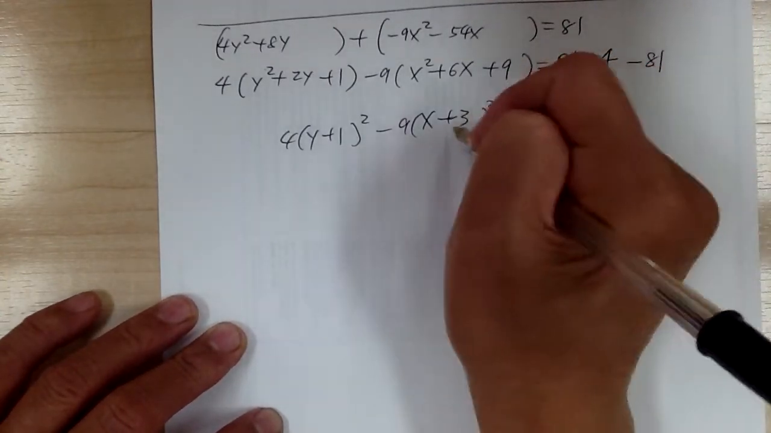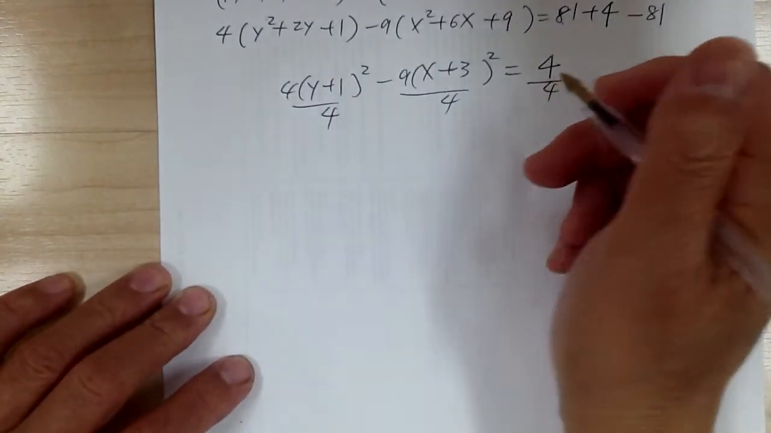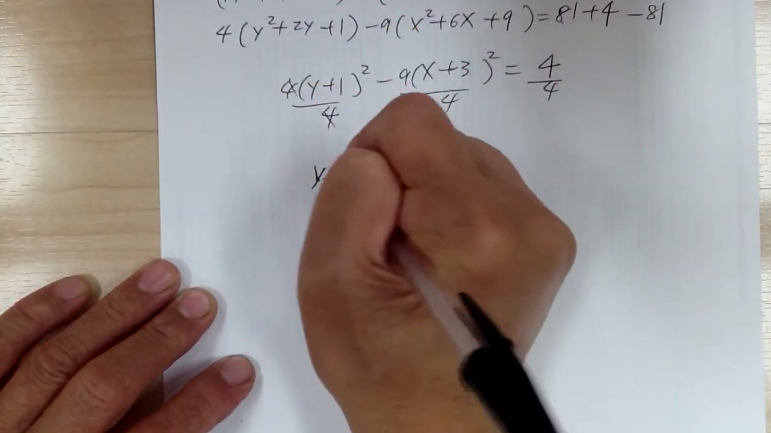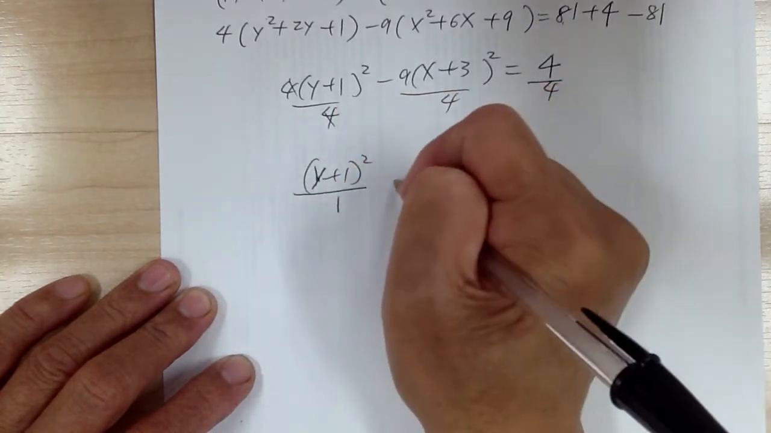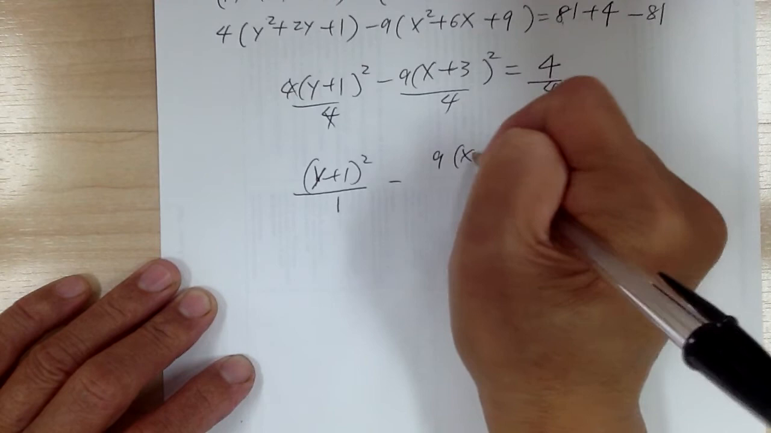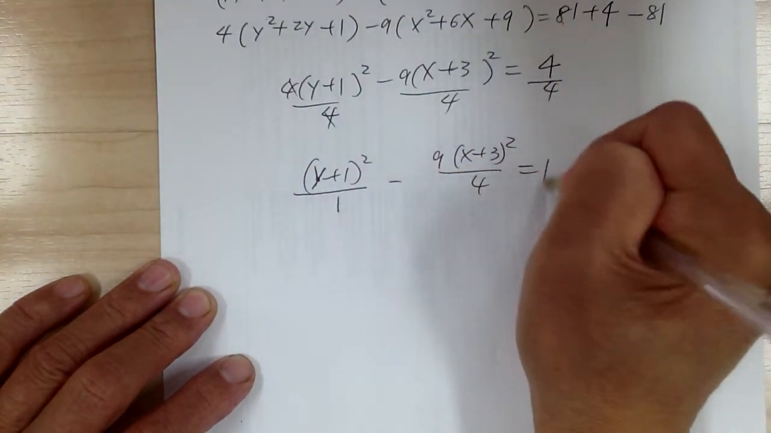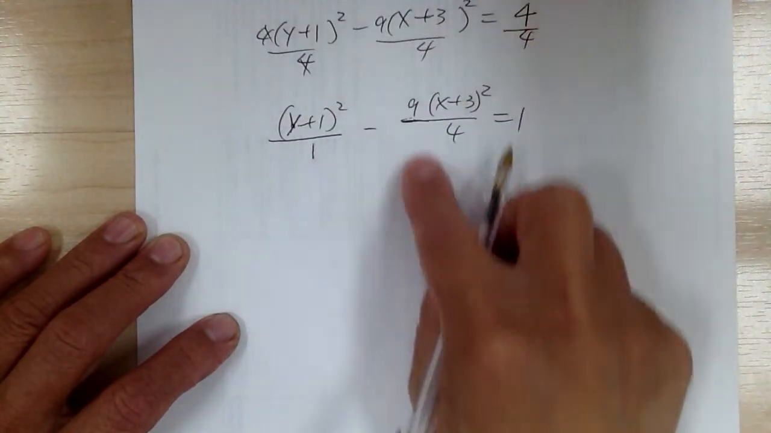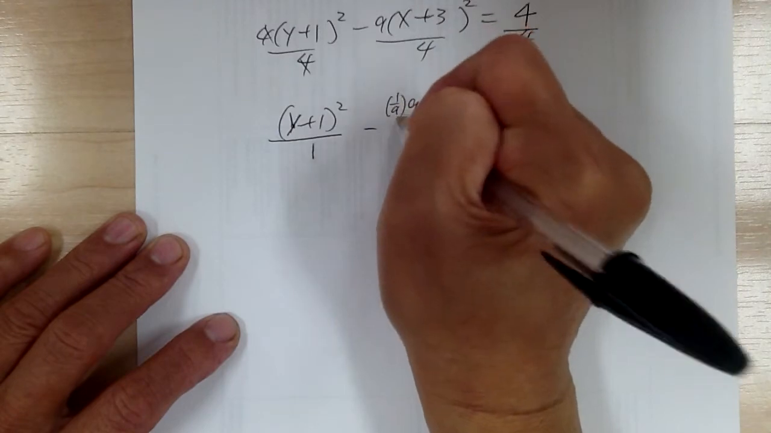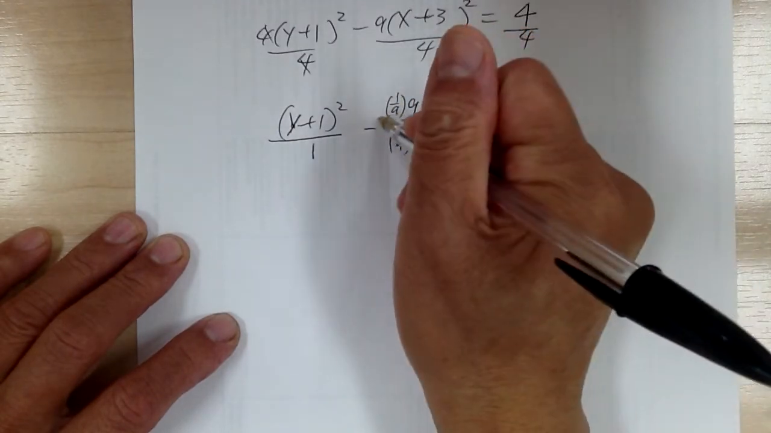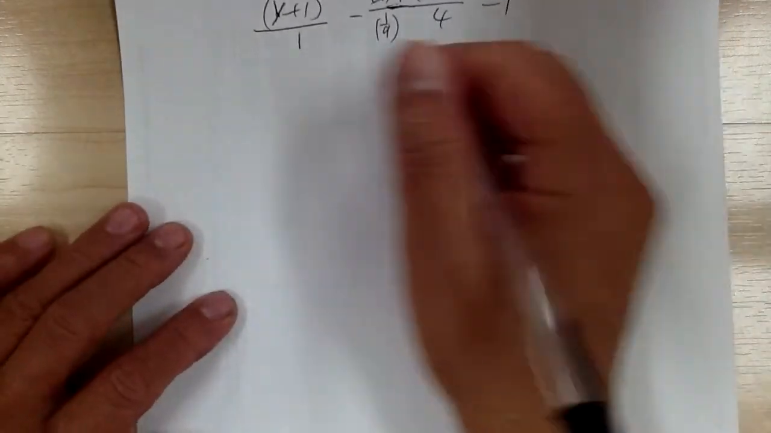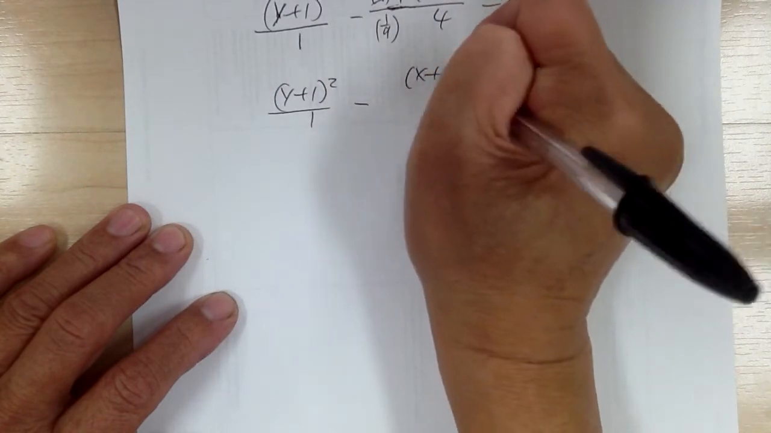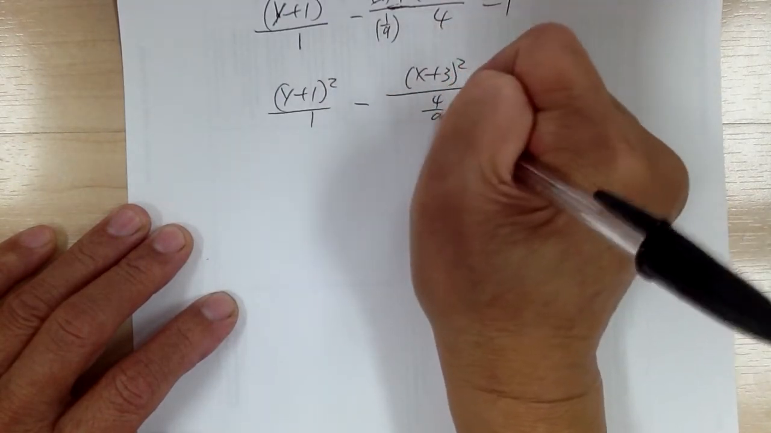Okay, so divide by 4, divide by 4, divide by 4. So this will cancel out. So you got y plus 1 squared over 1 minus 9 times x plus 3 squared over 4 equal to 1. But now you have a number over here. Okay, so to get rid of this number, you have to do the vertical method. So multiply by 1 over 9, 1 over 9. So that way this will cancel out. So you have y plus 1 squared over 1 minus x plus 3 squared over 4 over 9 equal to 1.